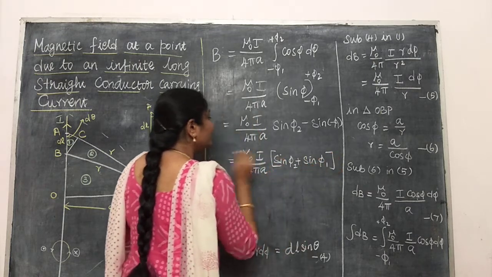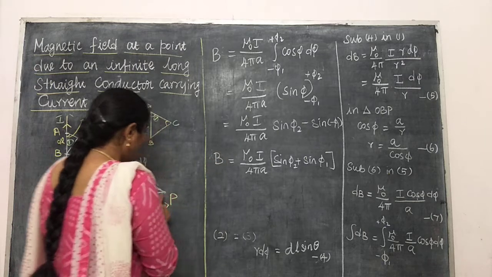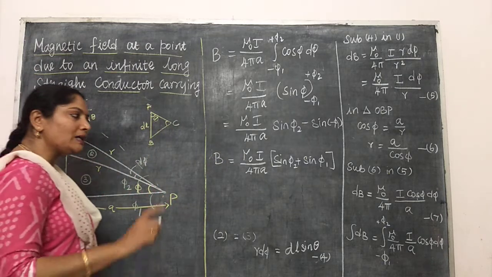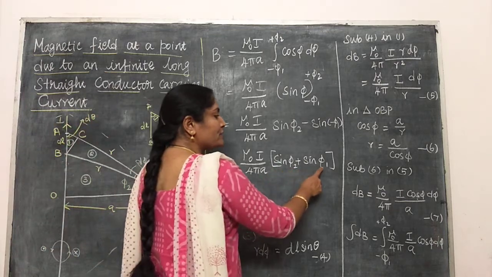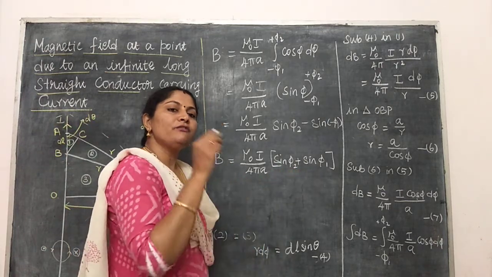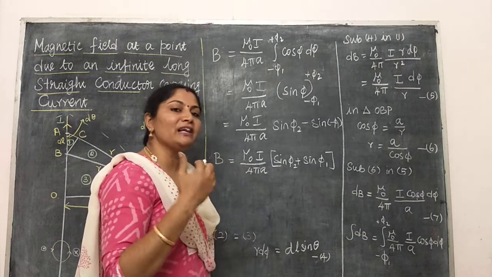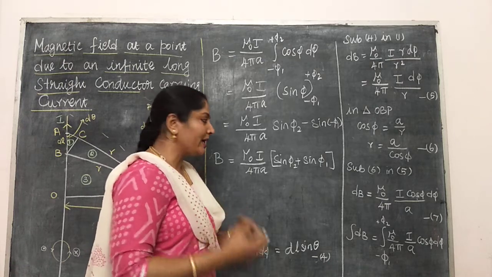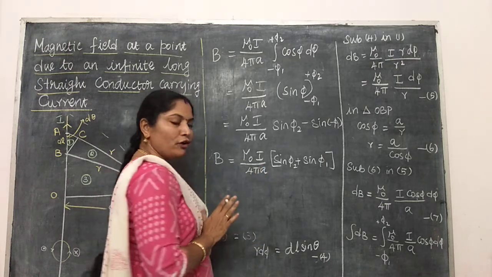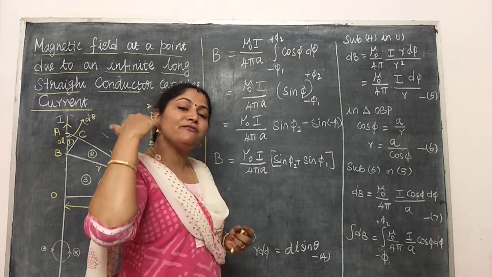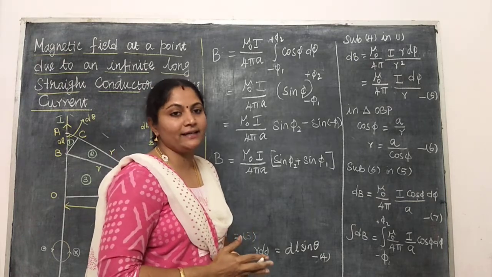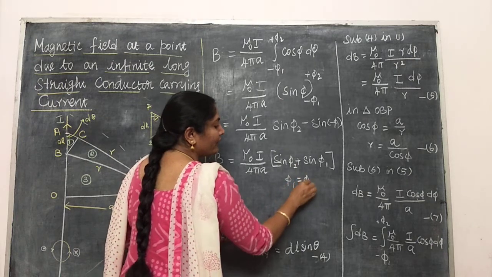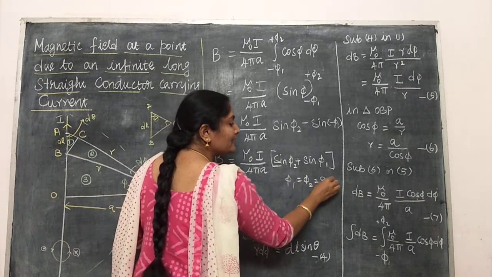So this is the expression for magnetic field at point P due to the current flow through the short conductor. Here we can substitute the values of phi 1 and phi 2. For a short conductor in which we can calculate the length of the wire, it is very simple to calculate the magnetic field using this formula. Either way, if we consider an infinitely long straight conductor, that time the value of phi 1 is equal to phi 2 is equal to 90 degree.